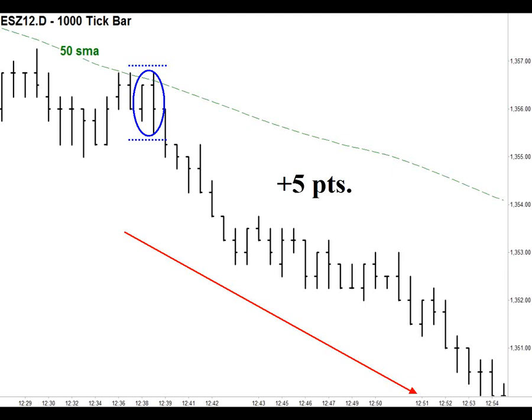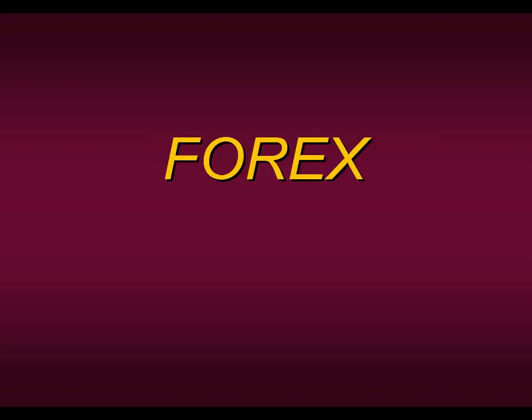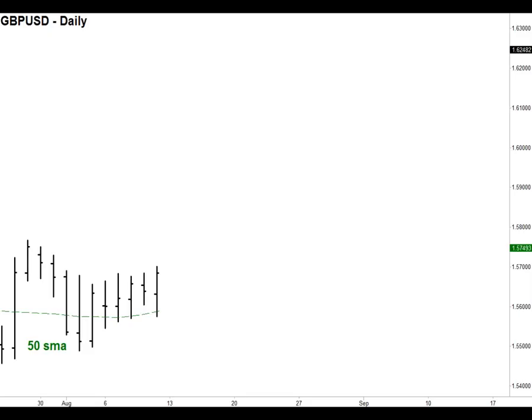Let's look and see how this works on the Forex markets here. We have a daily chart of the British pound. This once again was going back roughly about August or September. As you can see, we're oscillating above and below the 50-period simple moving average. But at this point, we have the 2-bar outside day pattern, and the second bar is touching the 50-period simple moving average.